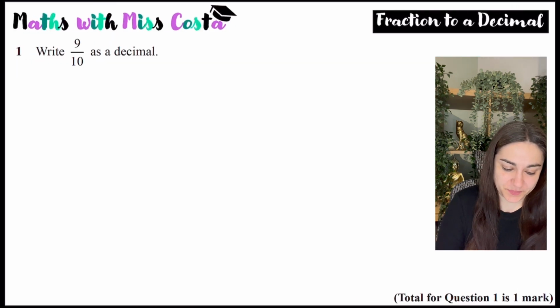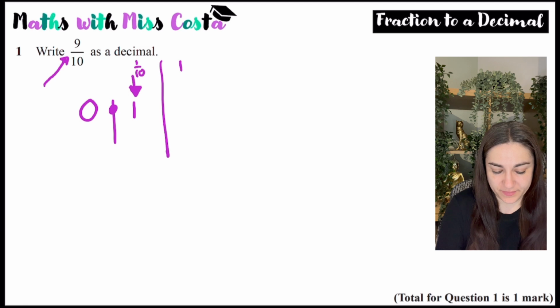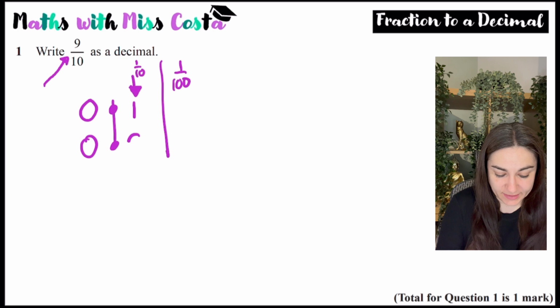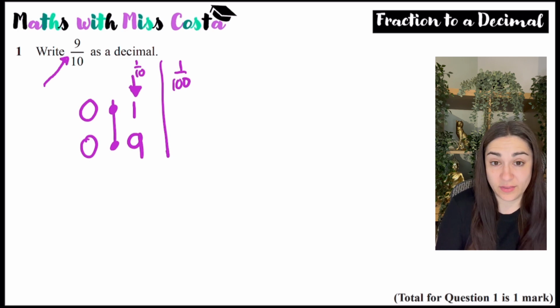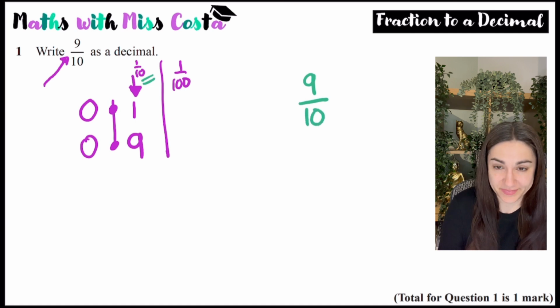So for the first question, we've got a fraction to a decimal. We're told to write 9/10 as a decimal. This is a calculator paper, but if we're not 100% confident, essentially every number after the decimal point in this column is in the 10ths column. The second column is the 100ths column. So converting 9/10 to a decimal, we know that's 0.9, which means there are 9 in the 10ths column. So 9/10 would be 0.9.